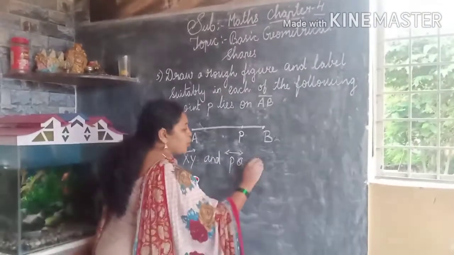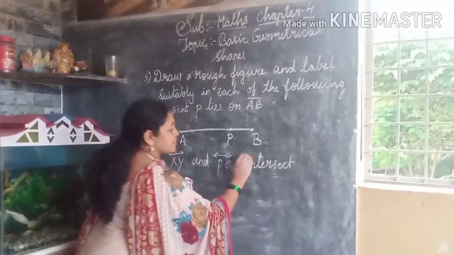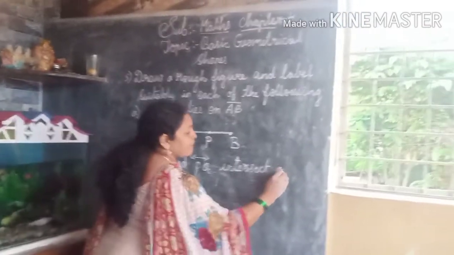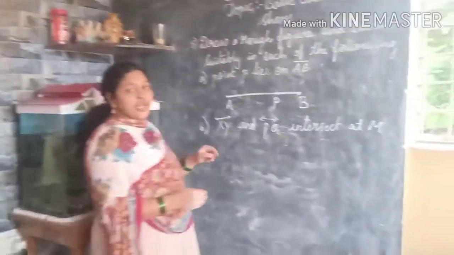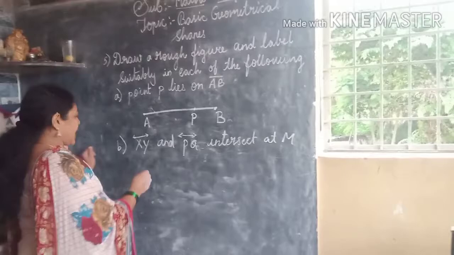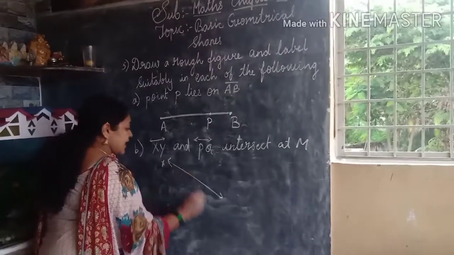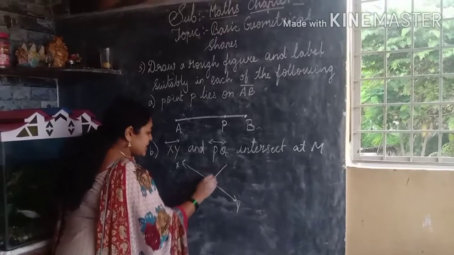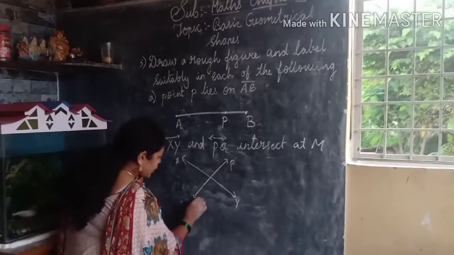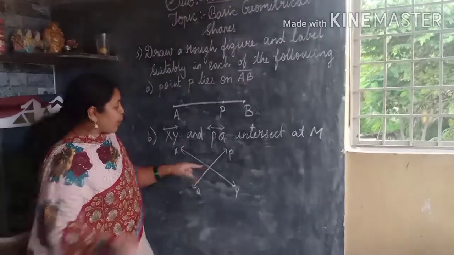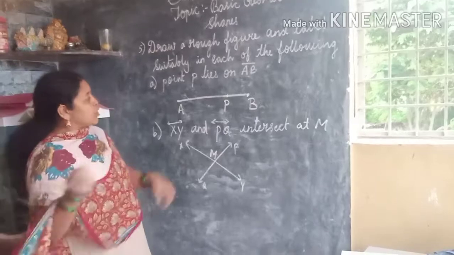XY line and PQ line intersect at M. So we should have two lines and we should have an intersecting point as M. So let us draw two lines here. One is XY and the other is PQ. So our intersecting point will be M.